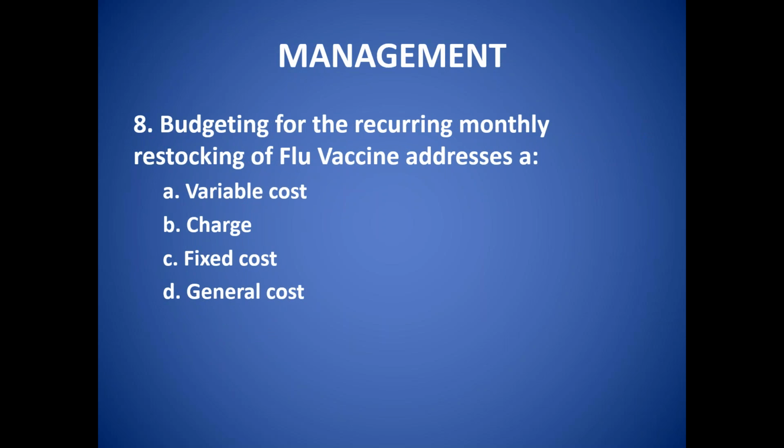Budgeting. Budget for a recurring monthly expense is going to be a fixed cost. If we knew that flu vaccine was going to be administered only during 4 months of the winter, rather than every month of the year, it wouldn't be a recurring monthly investment or expenditure, and then it would become a variable cost. If we said at our clinic, the vaccine costs us X dollars, let's say it's $3 per vaccination, and we charge people $15, that would be the difference between a cost and a charge.